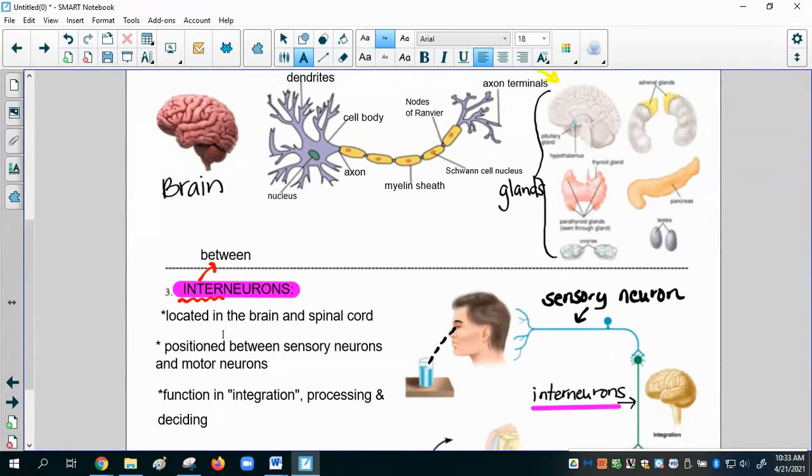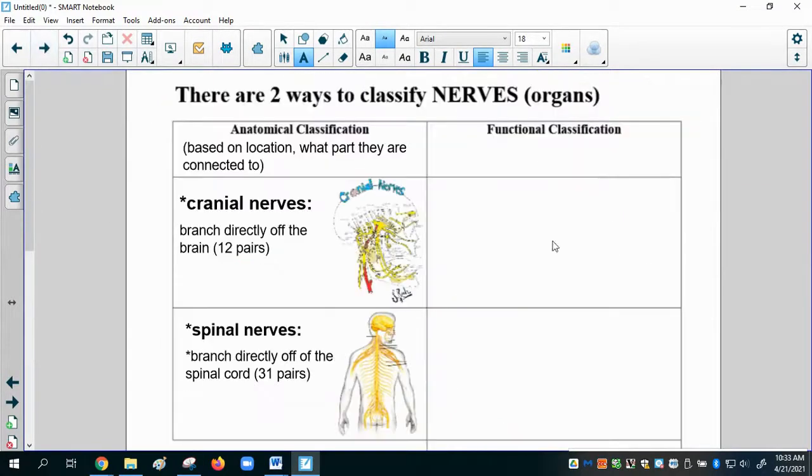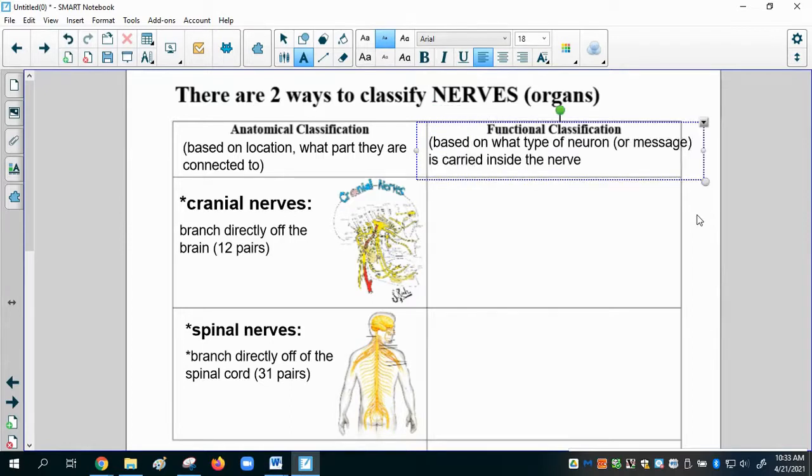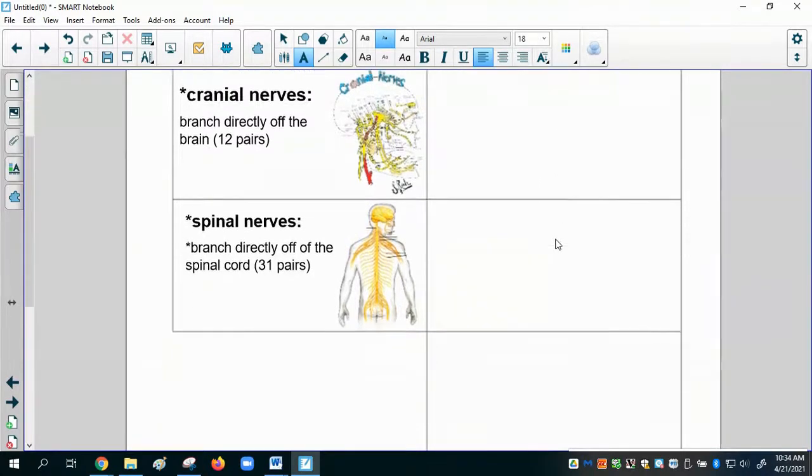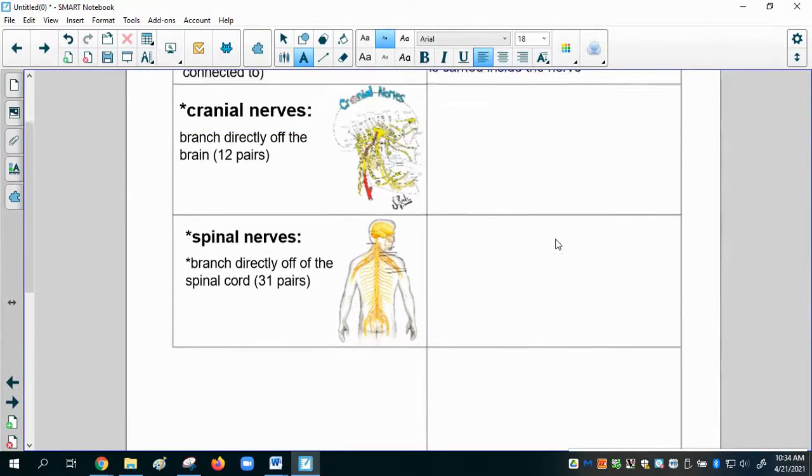The interneurons are only found in the brain and the spinal cord. So functional classification is based on what type of neuron, or you could think of it as what type of message is carried inside the nerve. Notice we have 3 categories.